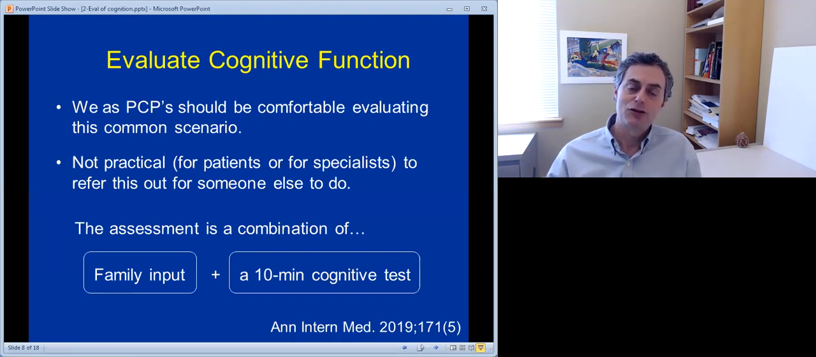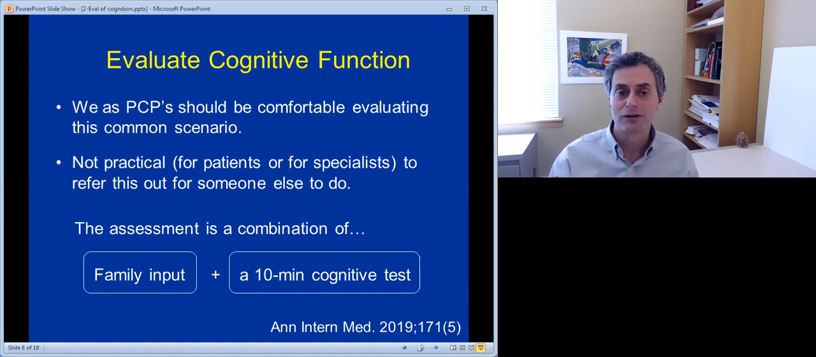And so then, in addition to those screenings for contributing causes or even causative causes, so important to then do a cognitive evaluation in the primary care setting. And this is something that we in the primary care setting really need to be comfortable learning how to do and doing well, because this is just such a common scenario. And it's just not practical for us to refer all of our patients somewhere else for evaluation like this. And it's really not what patients want.